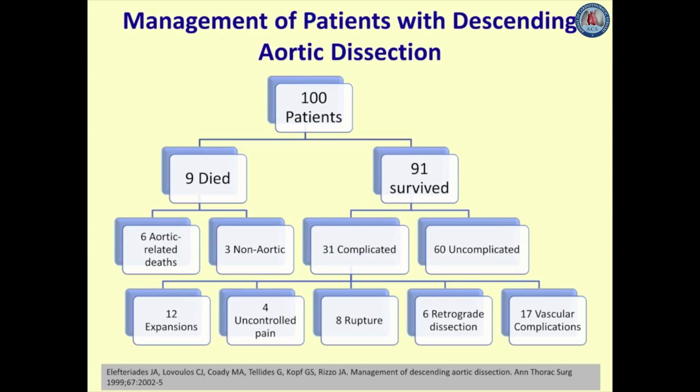Among the 91 survivors, 60 had a completely uncomplicated course. They came in, they were given beta blockers and afterload reducers, and after 6 to 7 days they went home, and it was a purely medically treated phenomenon. 31 of them did have various complications, some of which required surgical interventions of a kind that we'll examine later in this module.